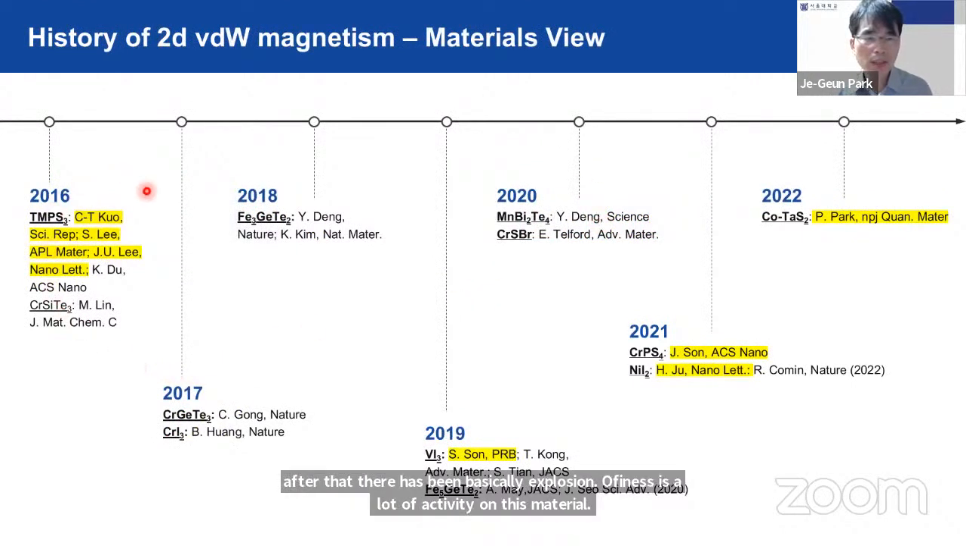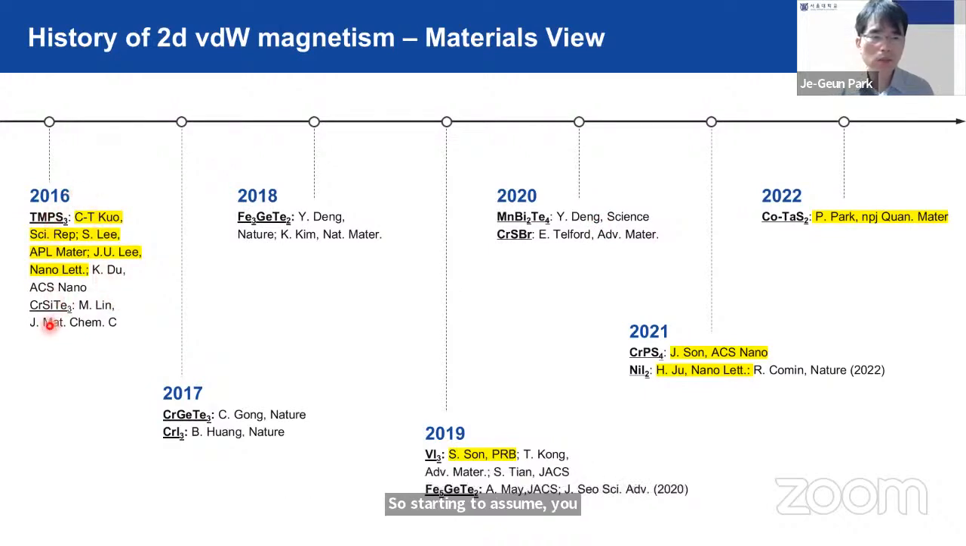So starting 2016, a paper came out on the transition metal phosphorus trisulfide anti-ferromagnets and on a ferromagnet. And 1 year later, there is an interesting report on the ferromagnetic topological metal iron 3 germanium tellurium 2. And in 2019, we reported ferromagnetism in vanadium iodine 3 with two other groups independently. And then there was a report of a magnetic topological insulator in manganese bismuth tellurium 4 and a magnetically stable ferromagnet in chrome sulfur bromide.